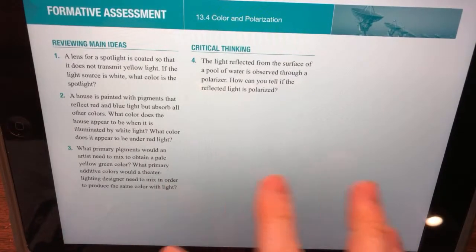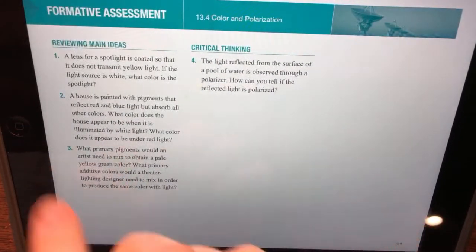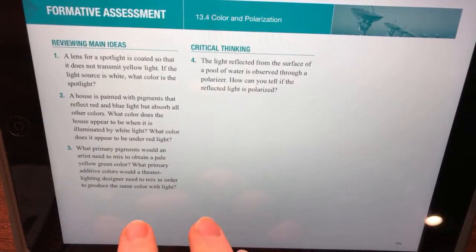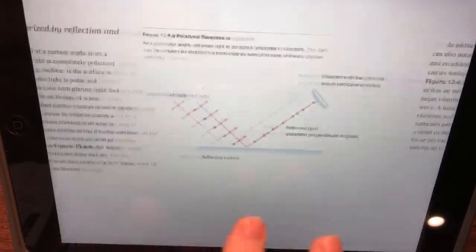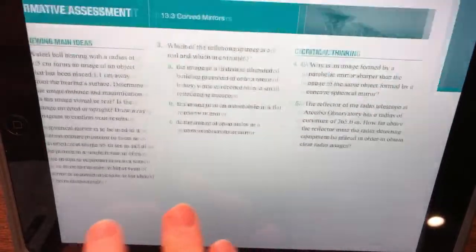So that's going to be your homework. Your homework is going to be the formative assessment on page 759. That's for next time, that's for Friday. And then today, you've got this whole reading to do about polarized light, color.